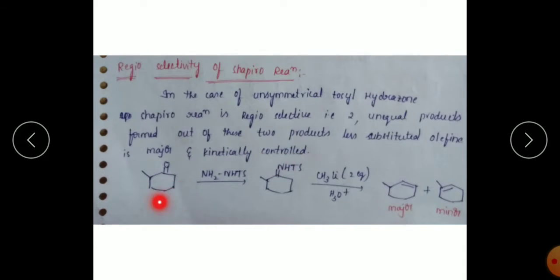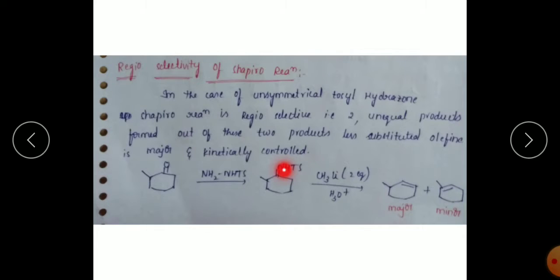Suppose we consider this as an example. This carbonyl compound reacts with para-tosyl hydrazine, and we get tosyl hydrazone. This tosyl hydrazone reacts with two equivalents of base like CH3Li, n-butyl lithium, LDA, whatever it is, in the presence of solvent to form an olefin. There are two possibilities for the formation of the olefin.